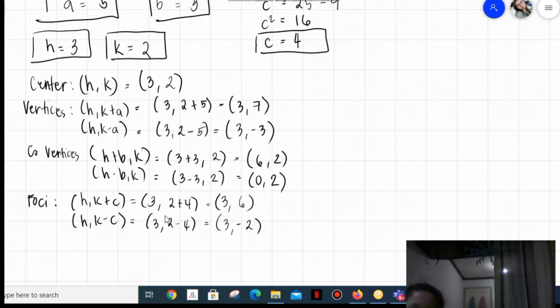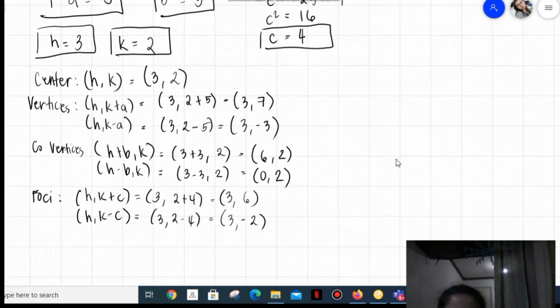Ngayon, since nakuha na natin center, vertices, and then the foci, makakapag-graph na tayo ng ating ellipse. Before tayo mag-graph, kunin na rin natin si major axis and then si minor axis. Ang pinag-uusapan natin dito yung length. Ang formula ni major ay 2a. Si minor naman ay 2b.